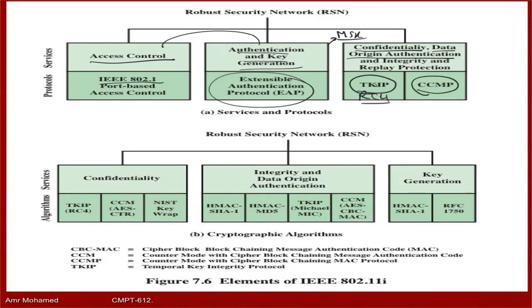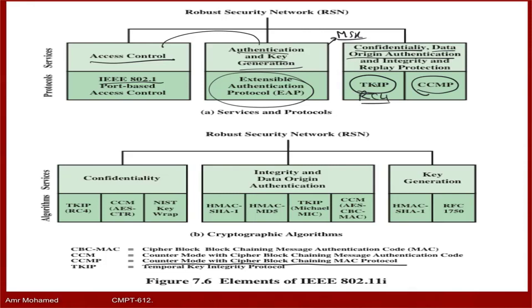Or we can use what they call the counter mode cipher block chaining MAC protocol. Counter mode with cipher block chaining MAC protocol. Counter mode refers to the confidentiality part, okay? And cipher block chaining refers to the generation of the MAC, the message authentication codes, for data integrity and authentication. Clear? Okay?